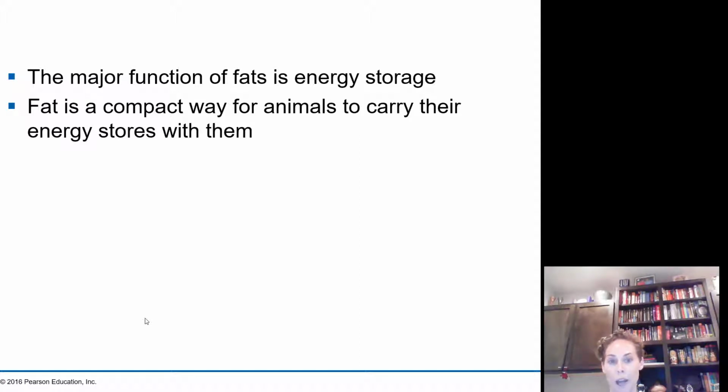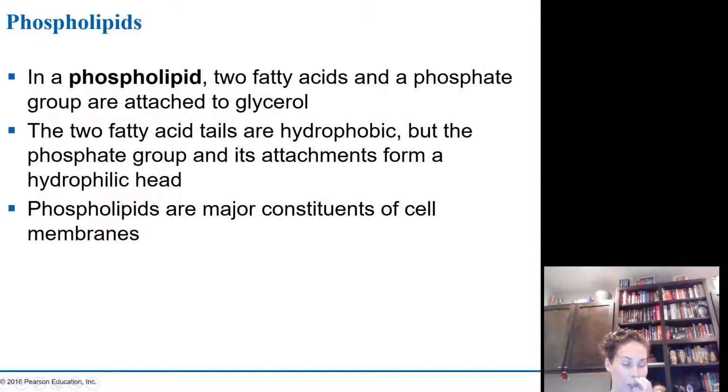Fats are an important part of our diet. We should include fats in our diet, but you just want to not overload yourself with too many fats, and especially not saturated fats only. So fats are a type of lipid. Phospholipids are another type of lipid.